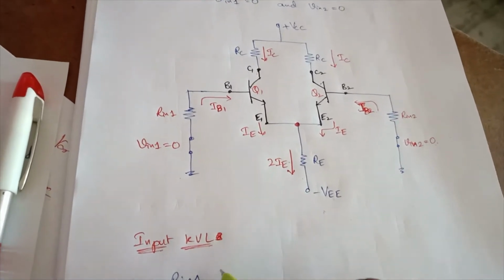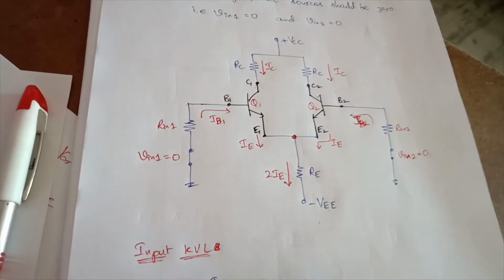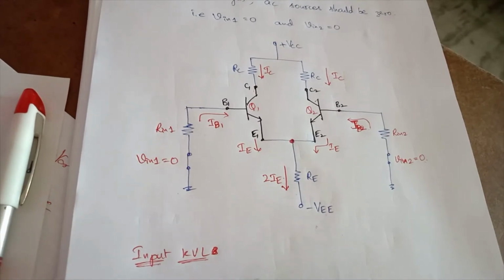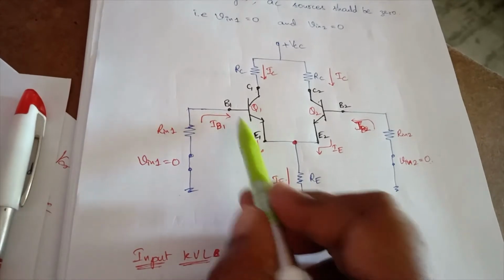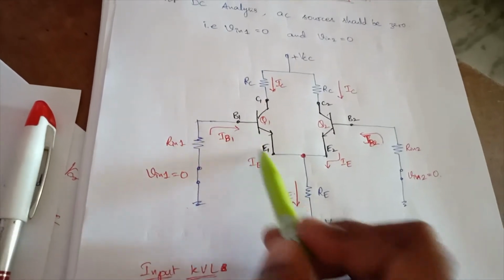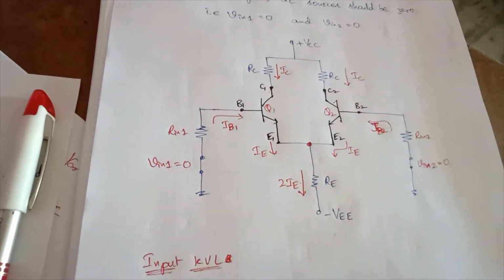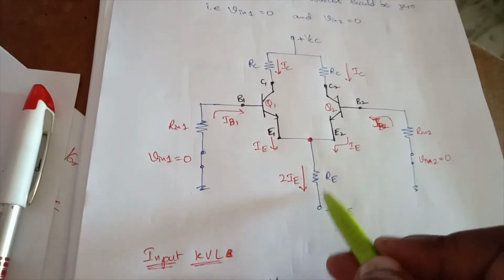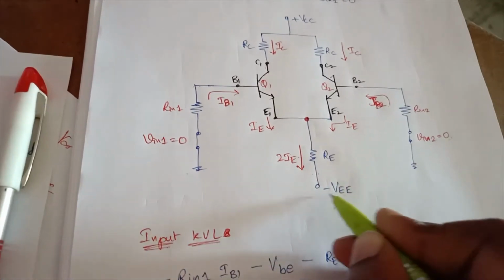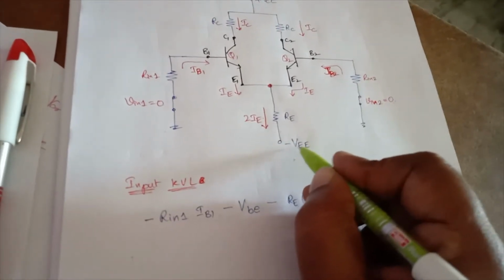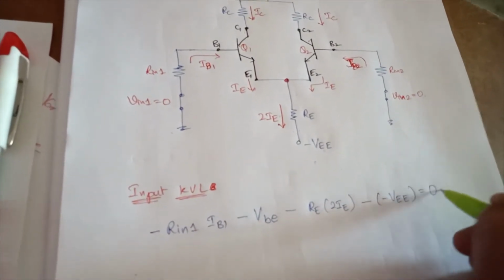Rin1, the current flowing through Rin1 is IB1, so IB1 minus, what is this one, the base to emitter voltage, the voltage across the base emitter junction, that is minus VBE. And next, the drop across RE is RE into 2IE. Here, instead of ground, we have the negative supply, so minus of minus VEE is equal to 0.